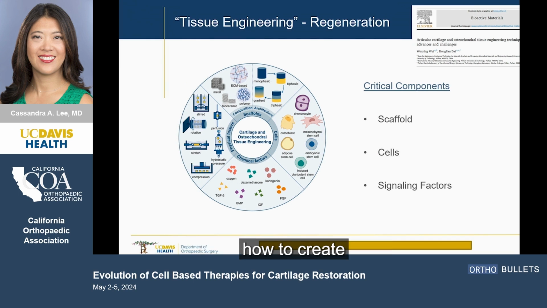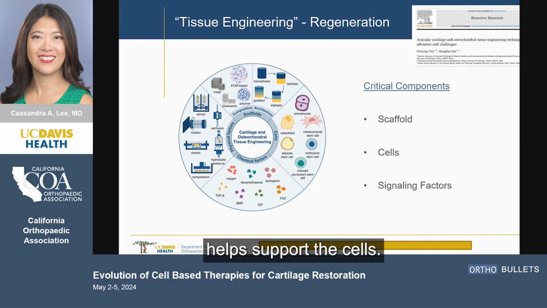So when you think about how to create and recreate cartilage, you go back to the principles of tissue engineering for regeneration. You need to have a scaffold, which is the structure that helps support the cells.